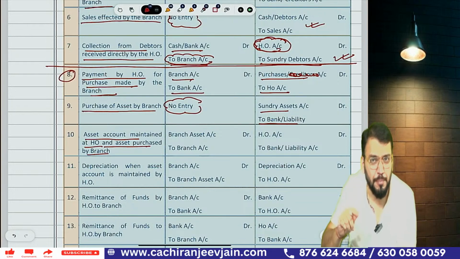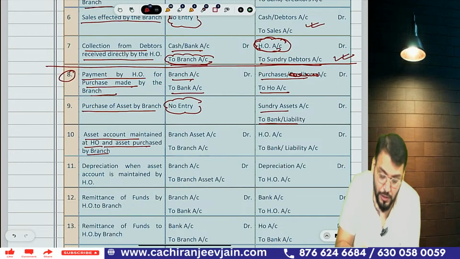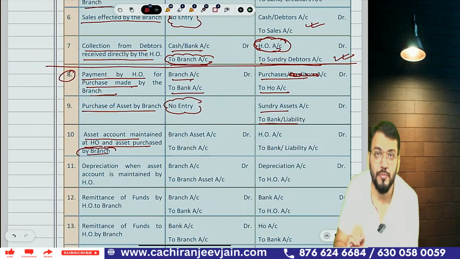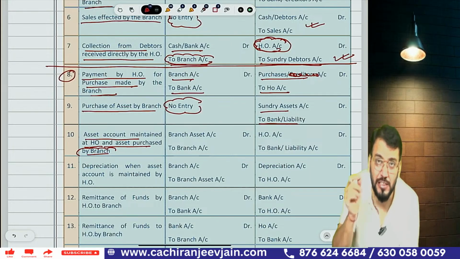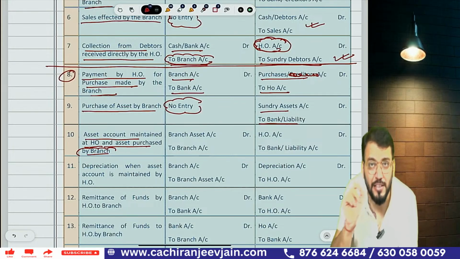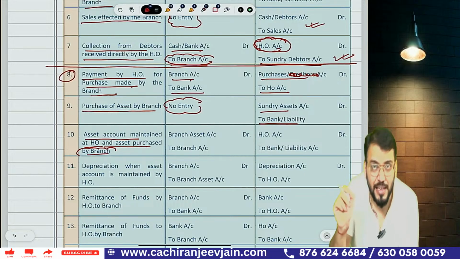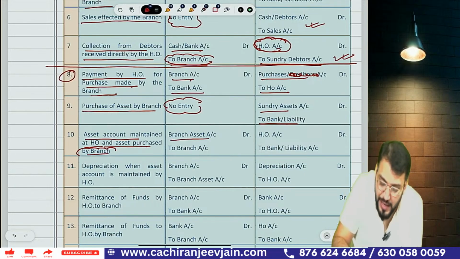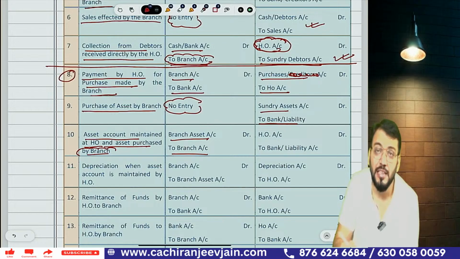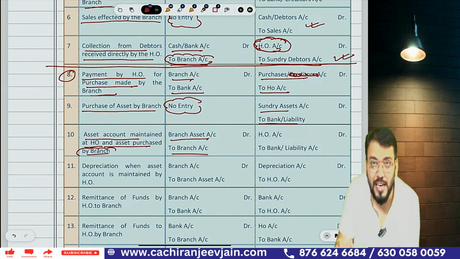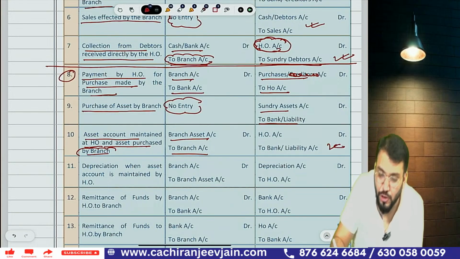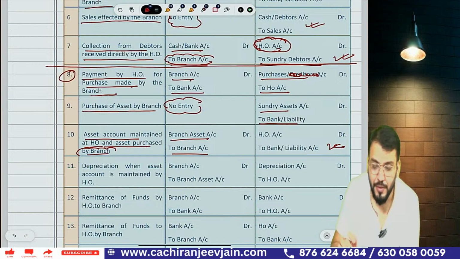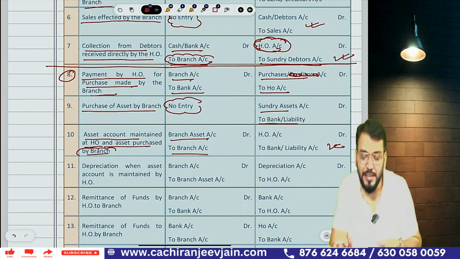So can you see the purchase is made by branch only? So payment has been done by branch, correct? But the asset will be maintained in the books of head office. So in the books of head office, journal entry: branch asset account debit to branch, correct? In the books of branch, journal entry will be HO account debit to cash or bank, because the amount is paid by branch. So HO account debit to cash or bank. Got this point? Yes, sir.